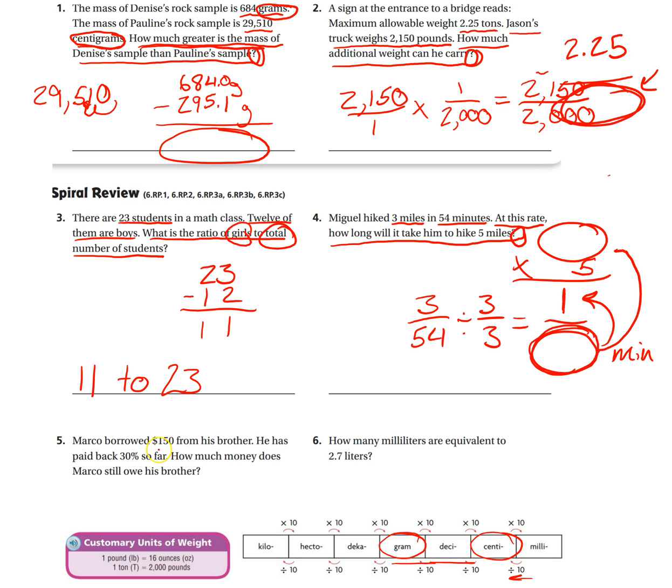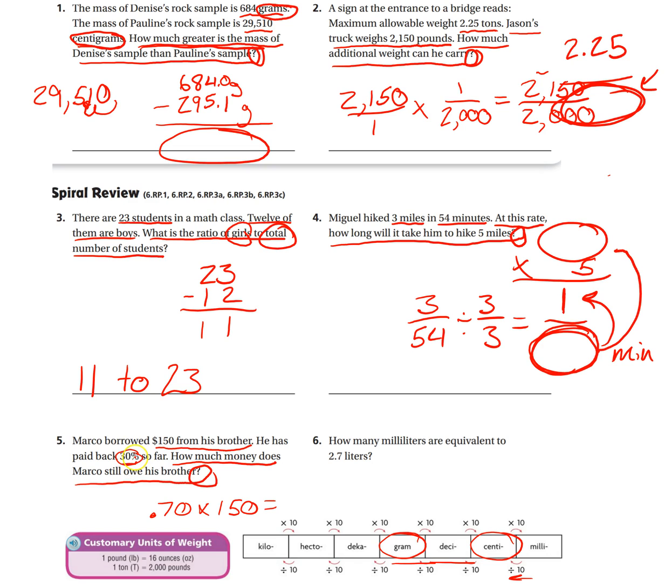Okay, number 5, Marco borrowed $150 from his brother. He has paid back 30% so far. How much money does Marco still owe? A couple different ways we can do this. He's paid back 30%, so I can find what 30% of 150 is, then subtract that to see how much he still owes. Or I can look at it as he's paid 30%, so he still owes 70%, and use that as my multiplier. So I change 70% to a decimal, and then I multiply it times 150, and that's going to give me my final answer.